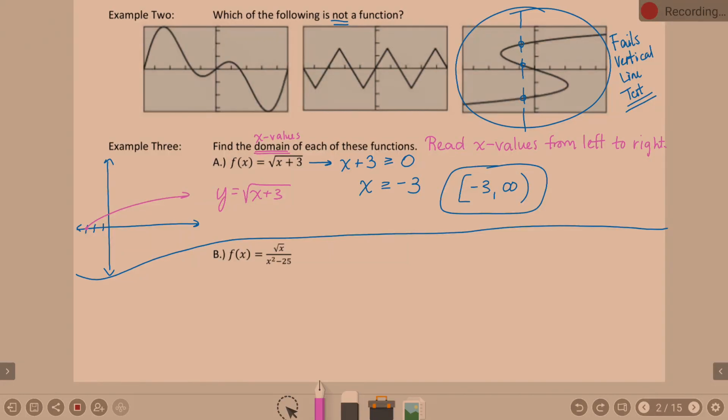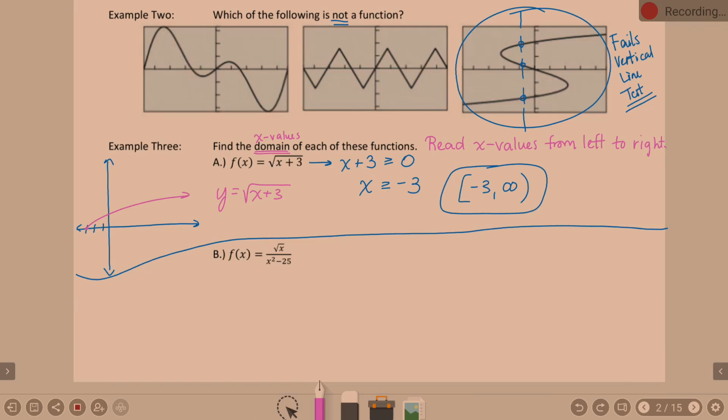We left off with A. So we were talking about domain. Remember, domain are the x values. The very last thing we did with it is we graphed it, and we looked at the graph going from left to right. And that's what we finished up with it right there at the end. And that is the graph starts at -3 and goes right to infinity.